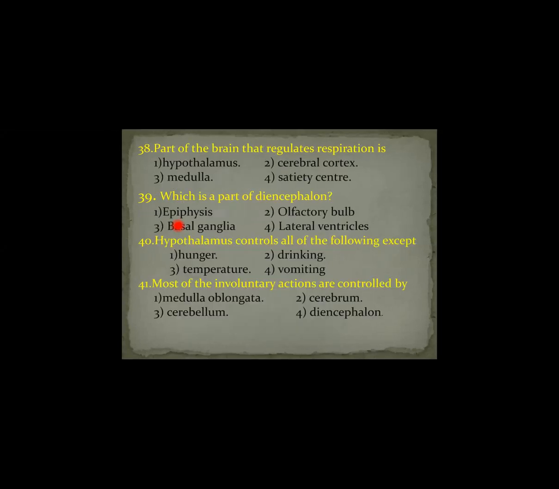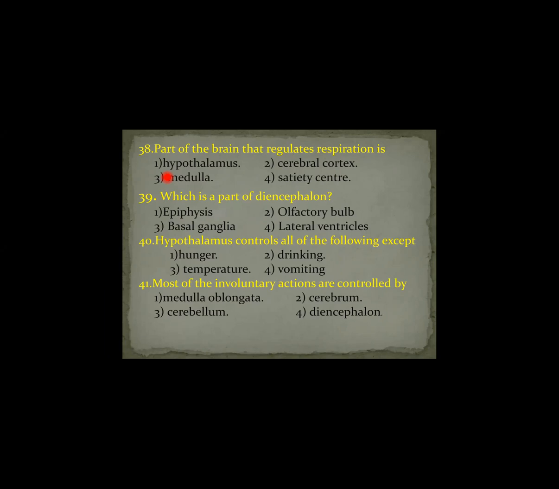Next question number 38. The part of the brain that regulates the respiration is. Respiration is primarily regulated by the respiratory rhythm center. The respiratory rhythm center is present in the medulla oblongata.